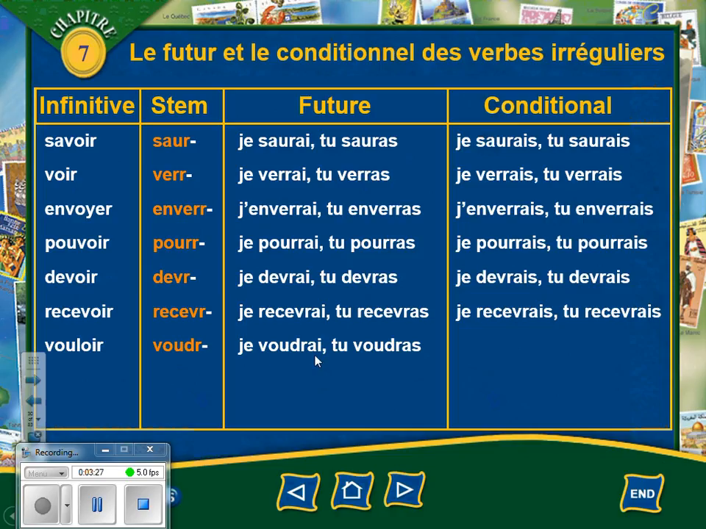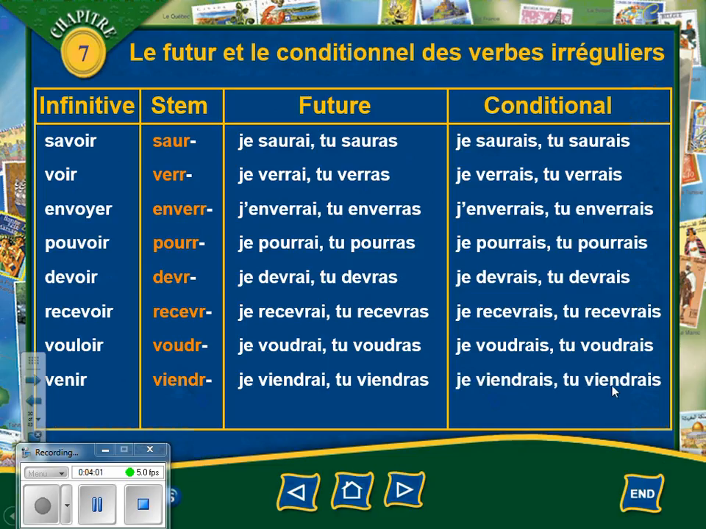Here's the future. Je voudrai, I will want. Tu voudras, you will want. And here's the conditional. Je voudrais, I would want. And tu voudrais, you would want. Venir, the verb to come. Its stem is V-I-E-N-D-R, viendr. In the future, je viendrai, tu viendras. I will come, you will come. And in the conditional, je viendrais, tu viendrais. I would come, you would come.